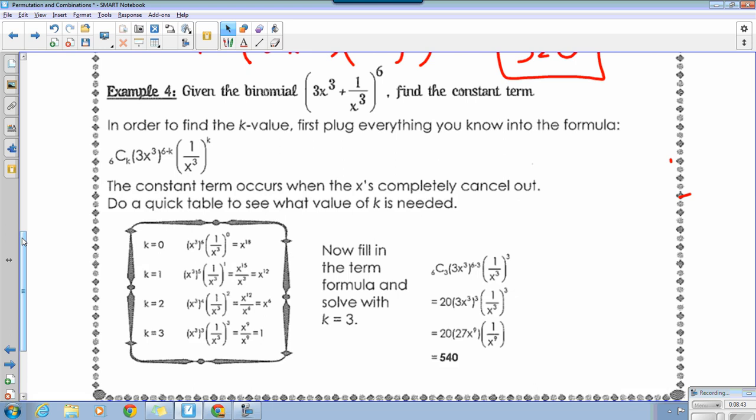So first off, word-wise, you need to know what constant term means. What is the constant term? What does constant term just mean in a grand scheme of things? Not in this example right now.